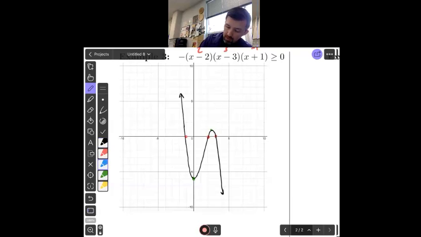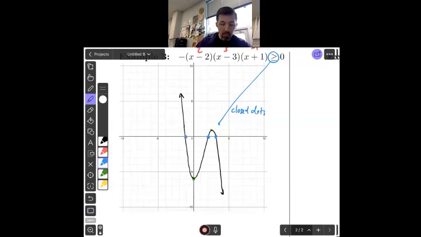Then I want to go and look at the inequality symbol. I'll remember to do it this time. So that's at equal to, which means that each of my x-intercepts are going to be closed dots. And then that's a greater than 0, so that means we want to be above the x-axis. So where is the graph above the x-axis? I see this piece here is above the x-axis. I also have this piece here that's above the x-axis.